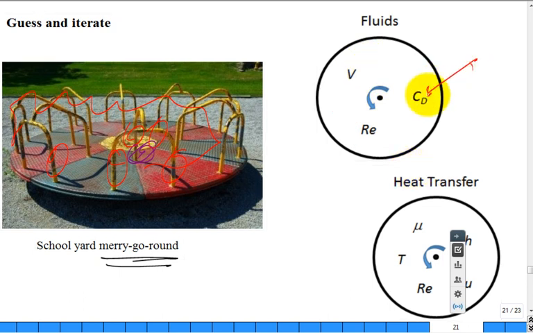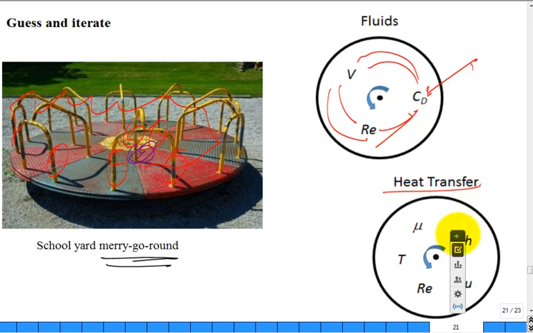Assume a C sub D. Calculate the V terminal. Get a Reynolds number. Update your C sub D. Do it another time. Don't even need to do it more than once. You're going to be done. The same merry-go-round iteration principle applies in heat transfer.